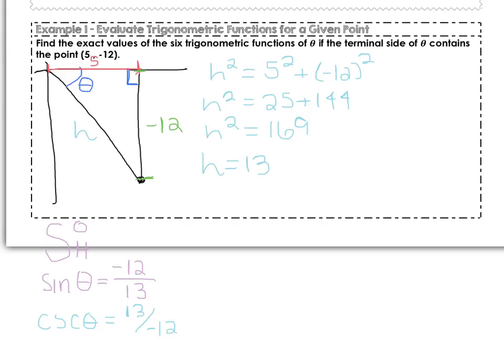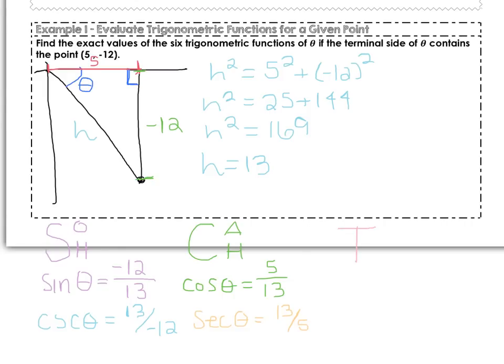All right, so now let's take a look at cosine. Cosine is CAH, so adjacent over the hypotenuse. So the cosine of theta is equal to, well, the adjacent is 5 and the hypotenuse is 13. The opposite, or friend, of cosine is actually going to be secant. Secant is going to be the reciprocal of cosine, so we're going to get 13/5, because secant is really the hypotenuse divided by the adjacent.